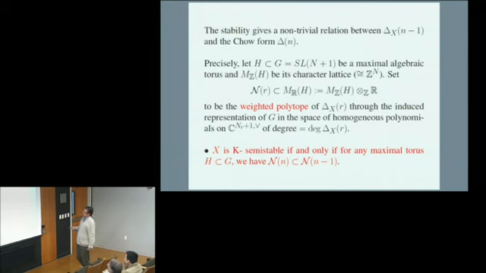then we consider this character lattice. Okay, and it's well known this is isomorphic to Z^n. Okay, so I guess n here should be n_R now. Okay, it's the corresponding space. I'm sorry, n is just n. Forget about that remark. So then you can set these to be the weight polytope of these polynomials, through the induced representation of G in the space of homogeneous polynomials.